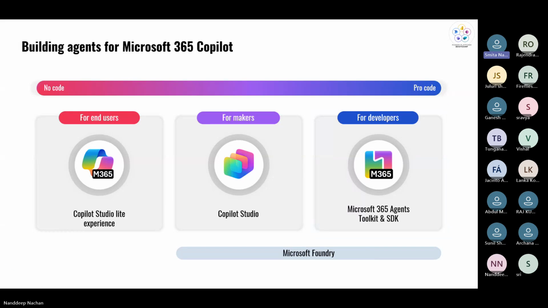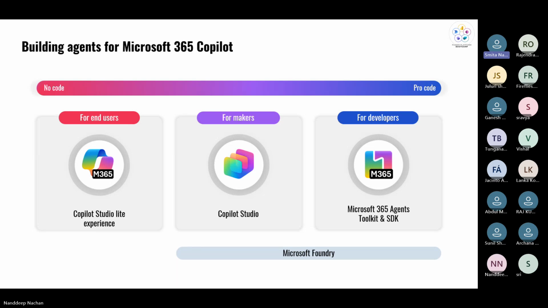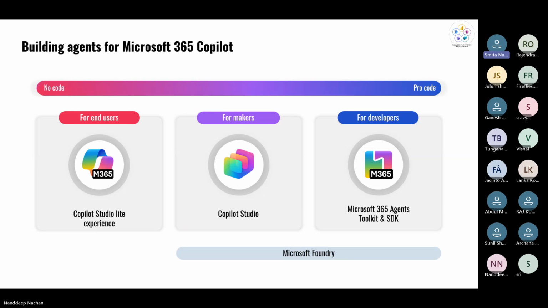So across all three approaches, Azure AI Foundry sits underneath as the AI foundation, providing access to models, orchestration, and advanced AI capabilities. So the key message is that Microsoft supports a full spectrum from no code to pro code. So anyone can build agents, and the team can grow their solutions as needs become more complex.